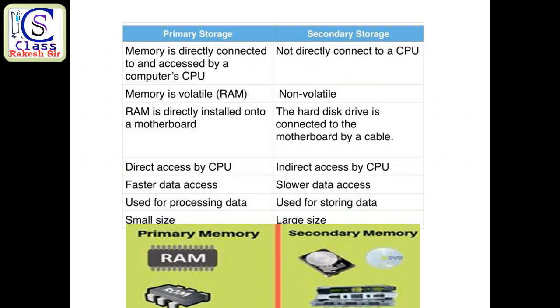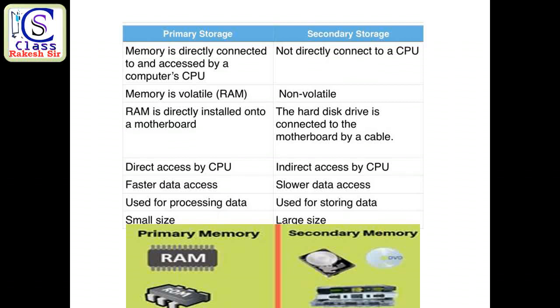As I told you, an example of primary memory is RAM. RAM is a volatile memory, and the second type is non-volatile. What is the difference between volatile memory and non-volatile memory? Volatile memory means that if you are working and storing some information in your primary memory, and suddenly your computer is switched off, all the information will be erased. But if you store the information in secondary memory and your computer is switched off, all the information will remain stored in your secondary memory. That is the difference.